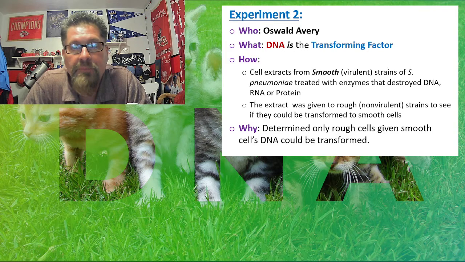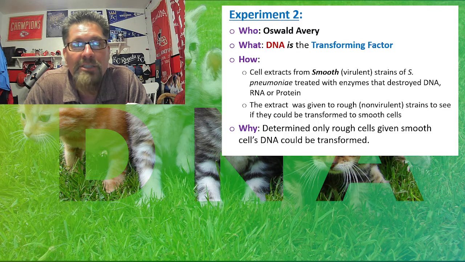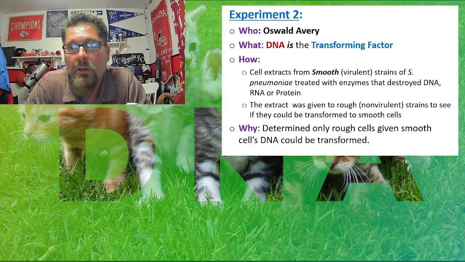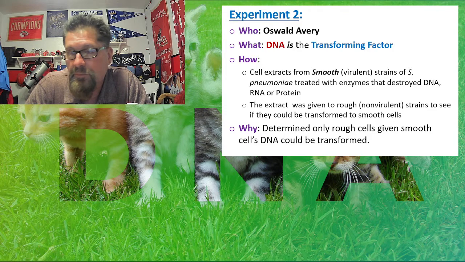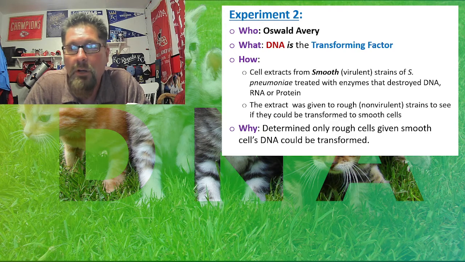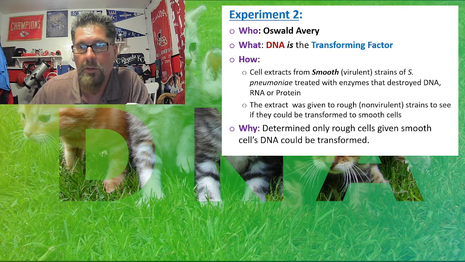Excuse me. So it's that idea. So our next scientist, Oswald Avery: with Griffith, he determined that something was being passed, but did not know what. Avery came along and conducted experiments, again with the smooth virulent, except he wanted to decide what actually is being passed from bacteria to bacteria. So he did an experiment and determined that it was DNA that was being transformed.